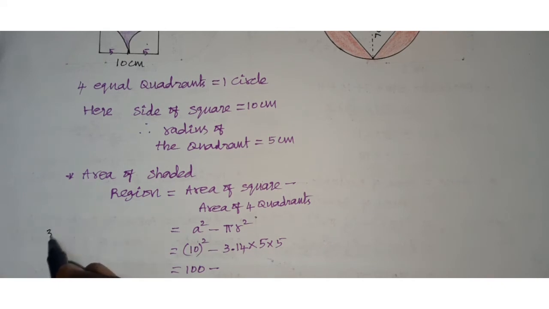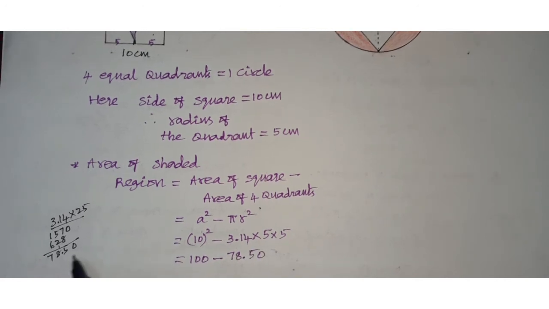So 3.14 into 25. 5 4s are 20, 5 1s are 5 plus 2 is 7, 5 3s are 15. Then 2. 2 4s are 8, 2 1s are 2, 2 3s are 6. 0, 15, 8, 7 and 2 decimal places, 78.50. So here 78.50 we will get.